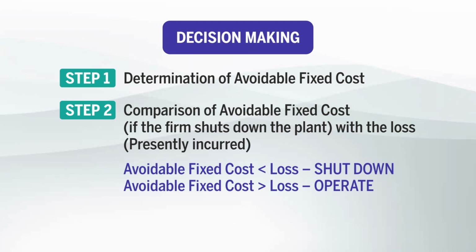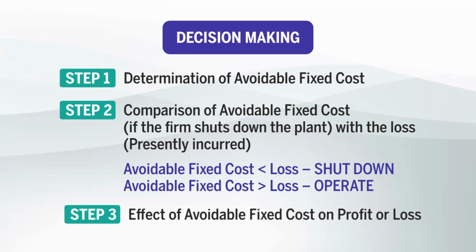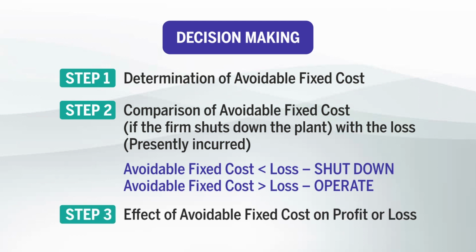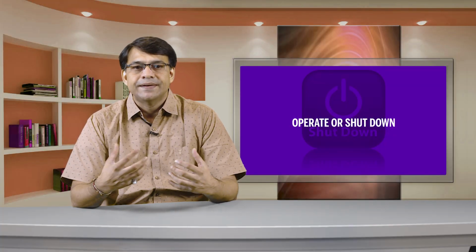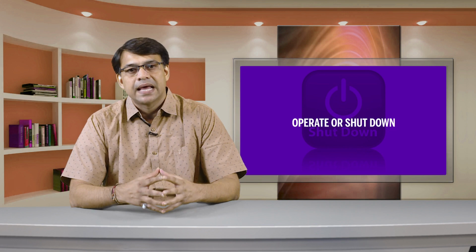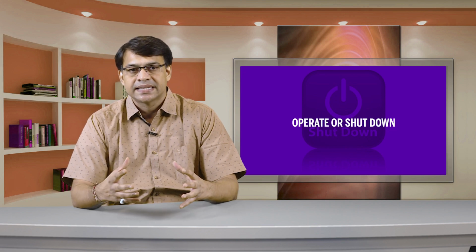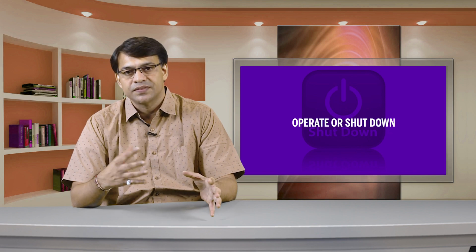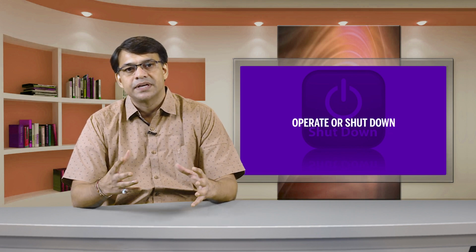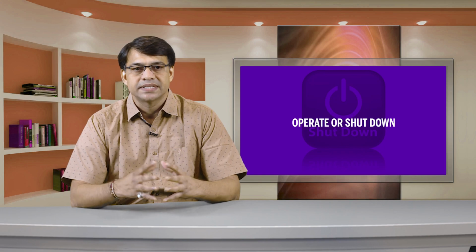And the last step, the third step, is the effect of avoidable fixed costs on the profit of the firm. To arrive at the decision, the firm should evaluate the situation with the help of differential cost analysis and the effect of relevant cost. Relevant cost here is avoidable fixed cost, and its effect on profitability should be studied by the businessman.